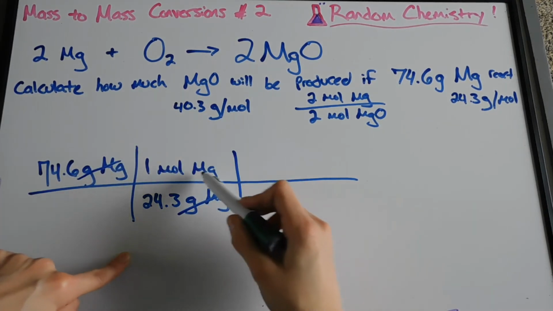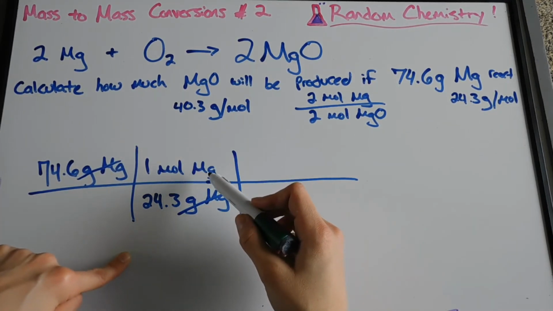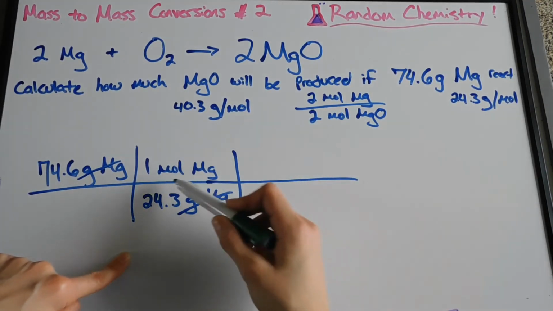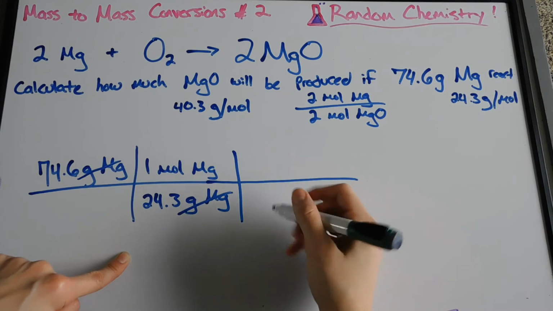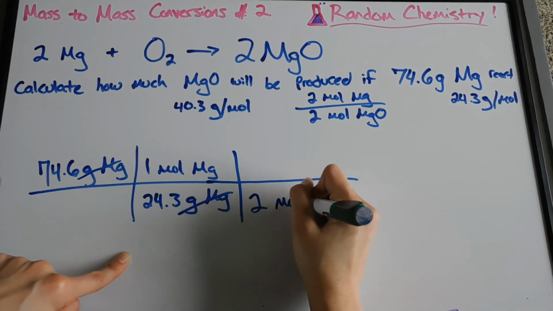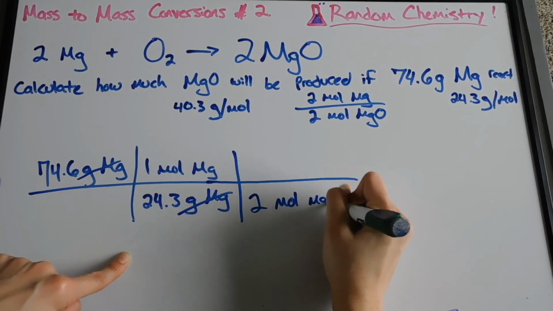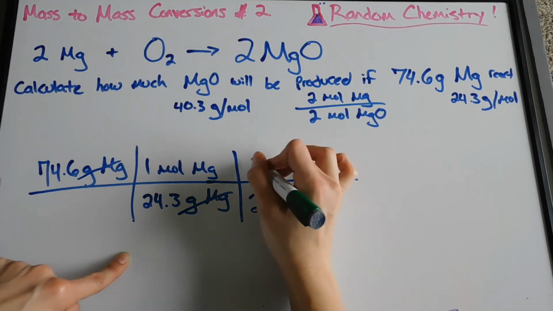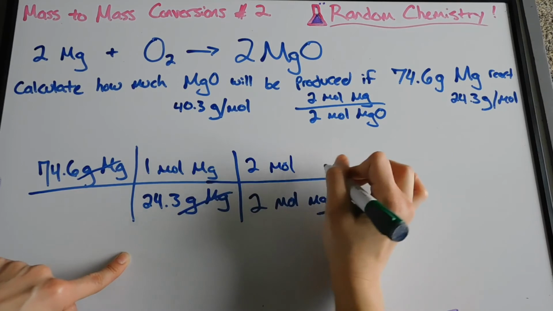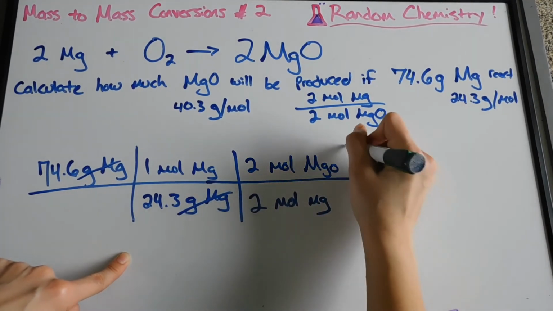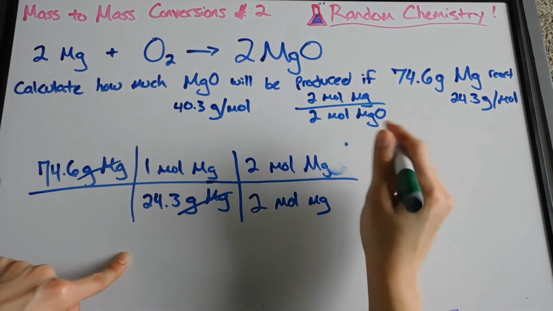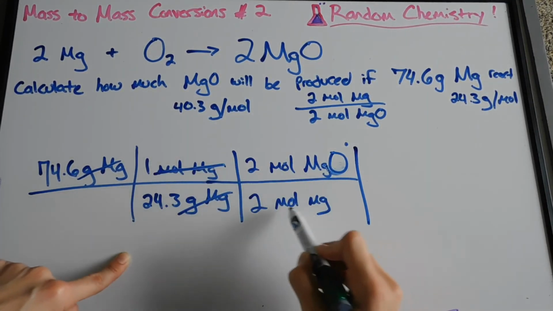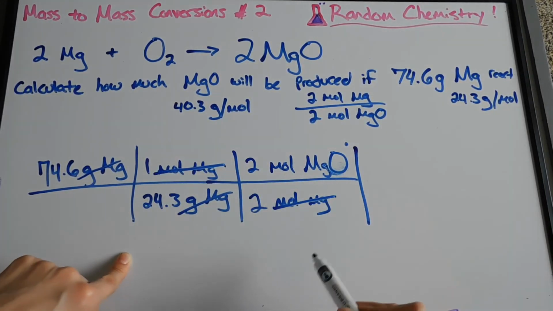Now I need to go from moles of Mg to moles of MgO. And I do that with my molar ratio. So if I have moles of Mg on top, I need moles of Mg on bottom. And my molar ratio is 2 moles of Mg for every 2 moles of MgO. So now moles of Mg cancel, and I'm left with moles of MgO.